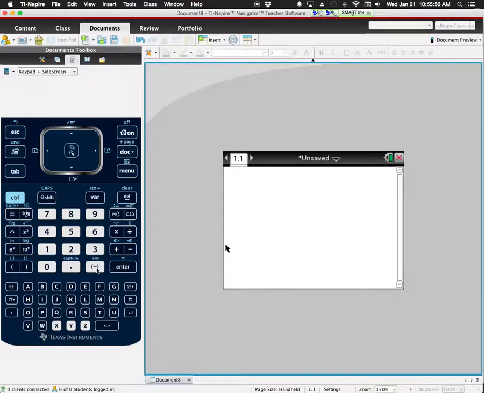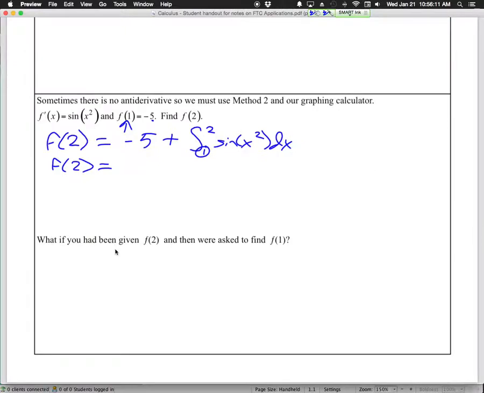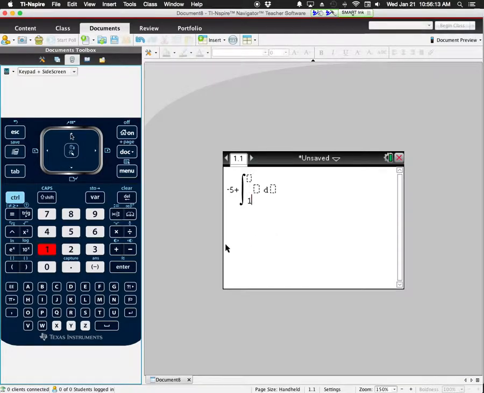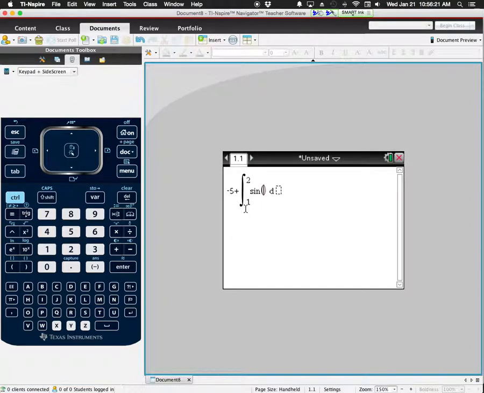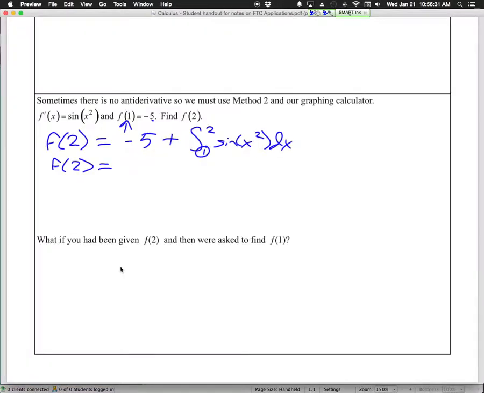So then I just need to punch it in just like it's written. So I want -5 plus the integral. How do I get the integral? Shift plus. It went from 1 to 2. So I'm going from 1 to 2. And it was sine of x squared dx. And I get negative 4.505.